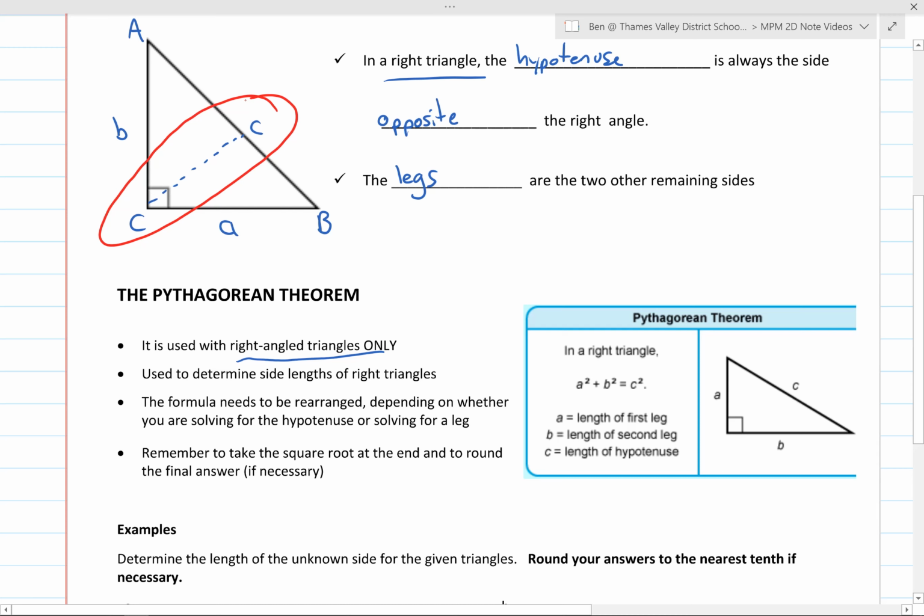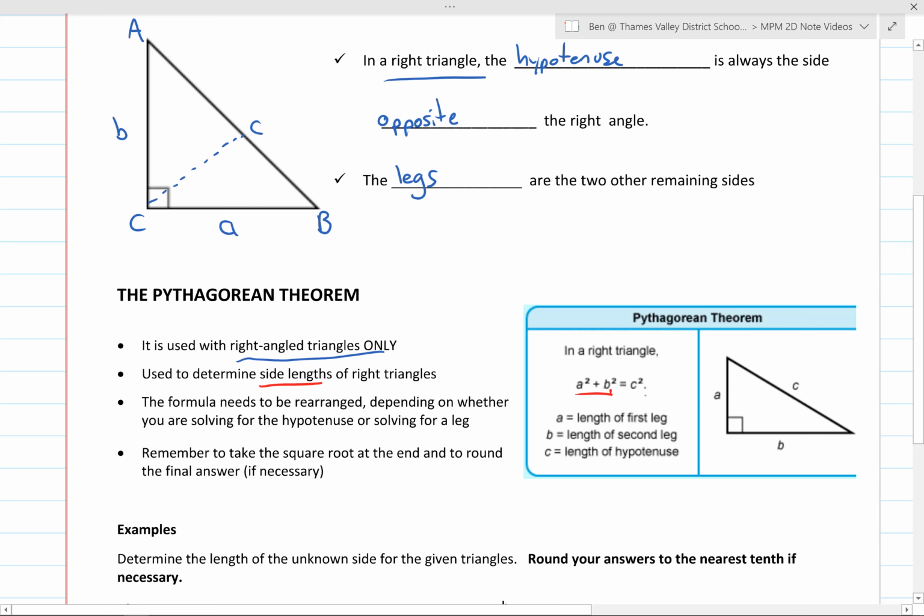If there's no right angle, there's no hypotenuse. If there's no hypotenuse, there's no Pythagorean theorem. But here we do have a right angle, therefore we have a hypotenuse, therefore our Pythagorean theorem will work. So our Pythagorean theorem is used to determine the side lengths of right angle triangles. So if we know two of them, we can come up with a third side length from the Pythagorean theorem.